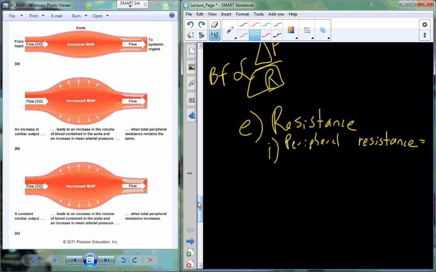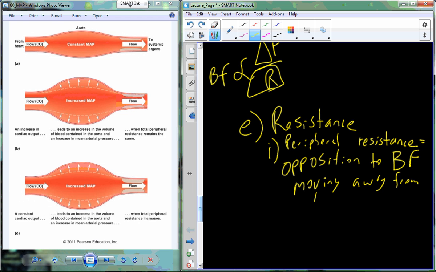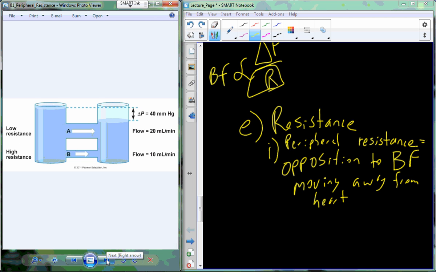And this is going to be the resistance that has opposition to blood flow moving away from the heart. Okay? And with peripheral resistance, we're actually going to have to deal with a variety of variables. So it's not just simply measuring resistance the same way we measure pressure. There are a variety of characteristics of the vessel that we need to know about, and we're going to talk about those, and we can actually model those mathematically.